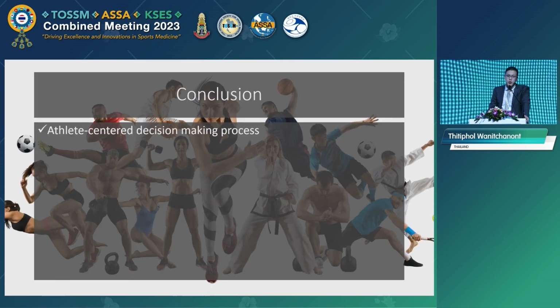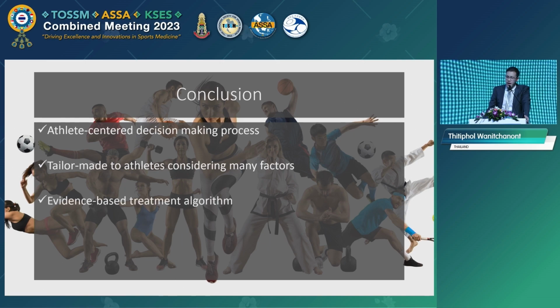Okay, for conclusion, for athletes, we have to make decisions through an athlete-centered decision-making process. The treatment should be tailor-made to athletes, considering many factors as I mentioned before. And we have to follow the evidence-based treatment algorithm. Timing is the key. The shorter the time to treatment, the better the result they will have, and they can readily return to sports as far as possible. Thank you.